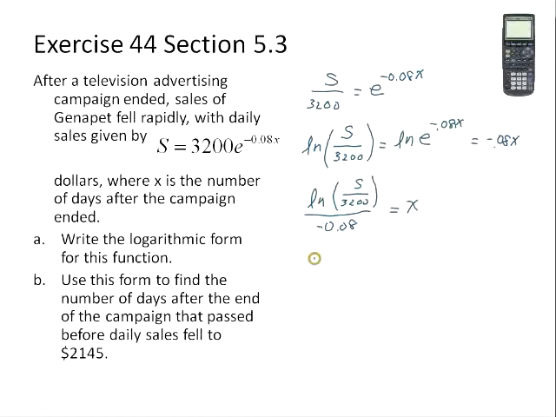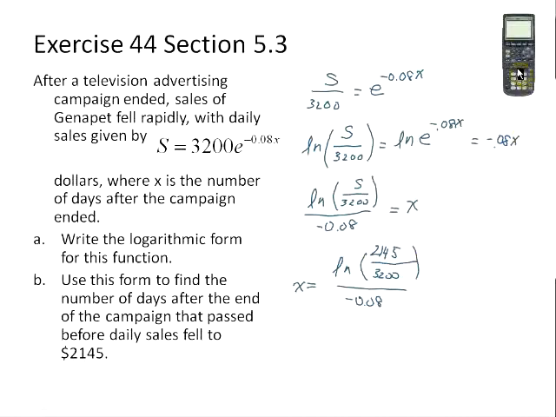For the second part of the problem, we are asked to use this form to find the number of days after the end of the campaign that have passed before daily sales fell to 2145. And so I'm going to have x as the number of days, and then using this function we're going to have the natural logarithm of my S here, the sales that fell to 2145, divided by 3,200, and then that's all divided by negative 0.08.